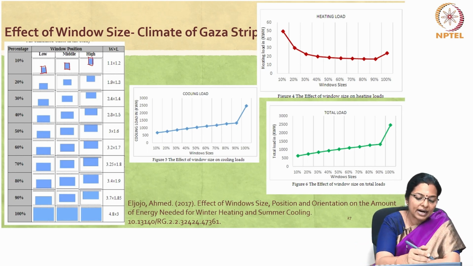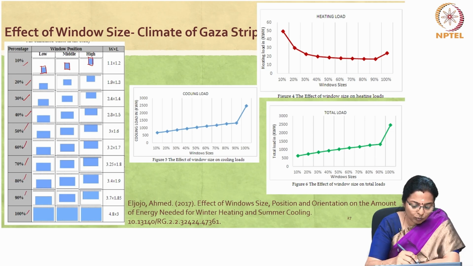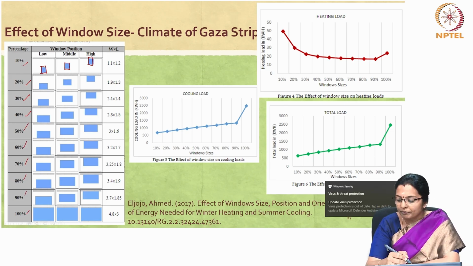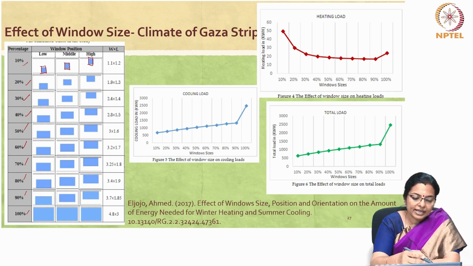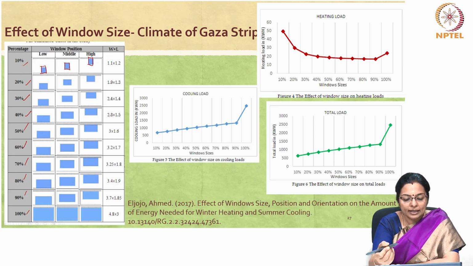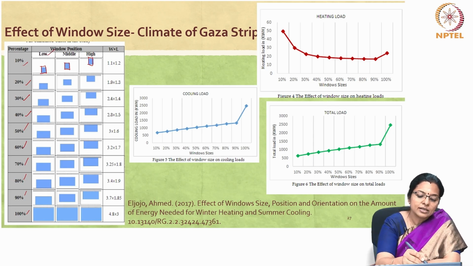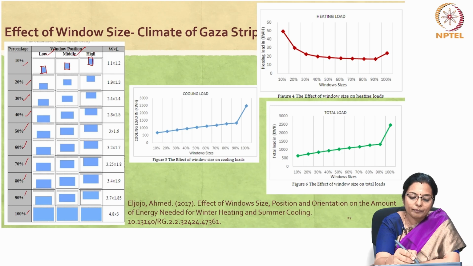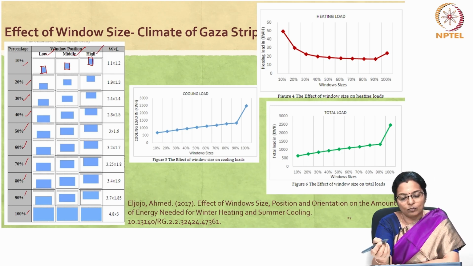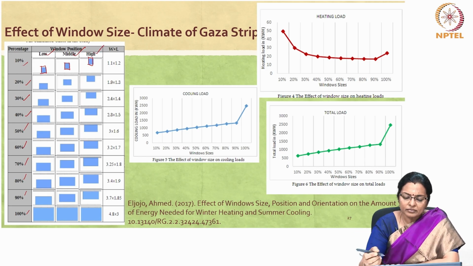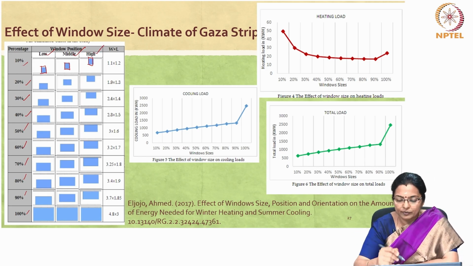In this way, they had a matrix of 10% opening, 20, 30, 40, 50, 60, 70, 80, 90, and as I said, 100% means it's more or less the entire wall. Again, for all these varying percentages, the location or position of windows were in three zones. One was low, one was middle, and one was high. So, low, middle, and high was the window position. And then the window dimensions were also recorded.